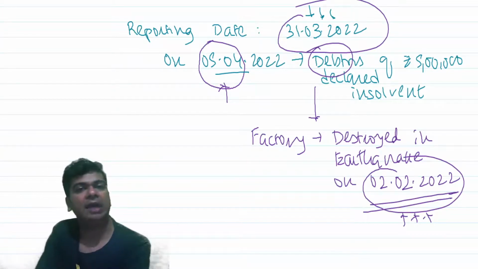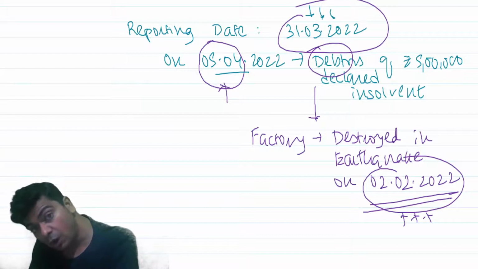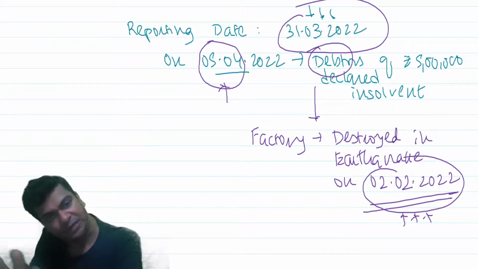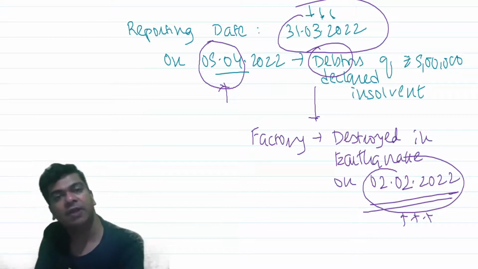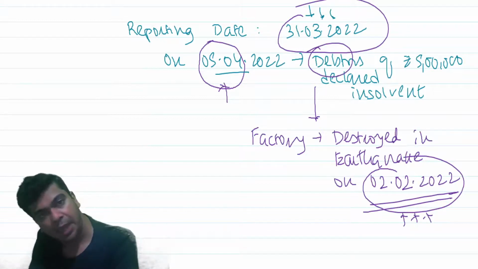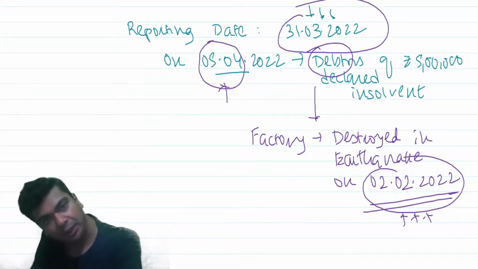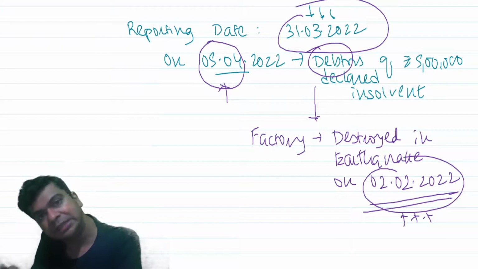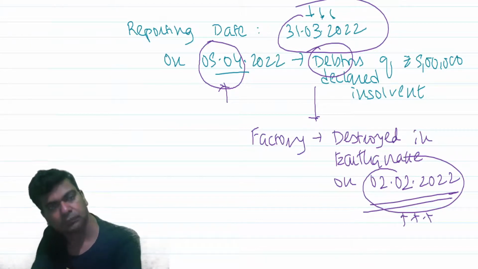You may either write off the debtors of 5 lakhs or recognize a provision for bad and doubtful debts of 5 lakhs. That is for you to decide. But this is an event that will definitely affect my financial statements. I will say it is an adjusting event, and accordingly, the financial statements shall be restated.